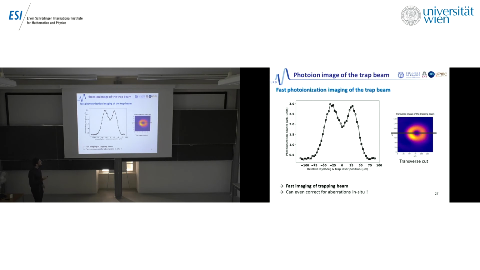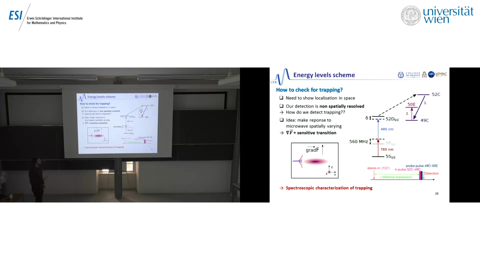Okay, so now we have a very reliable and fast way to align our Rydberg atom cloud in the center of our trapping beam. And the last ingredient that we need is to check if the atoms are trapped or not. So, well, you can ask a very fundamental question: what is trapping? Trapping is basically that you show that you can localize some object in space. Okay, that's a very trivial thing to say, but our problem is that our detection is not spatially resolved.